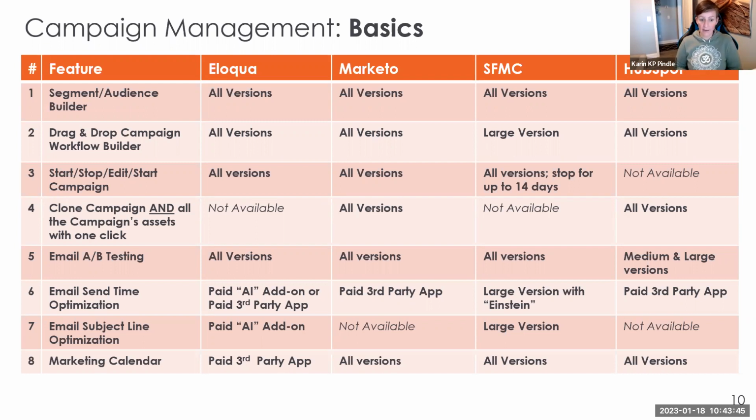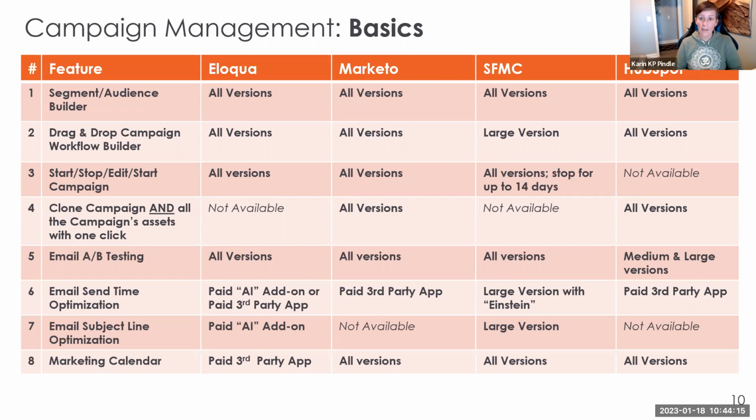Email subject line optimization, it's a variation of an AI tool also that allows for the platform to help you figure out the best subject line based on the history of your prior successful subject lines. So Eloqua has this with its paid AI add-on, and Marketo does not have this feature yet, neither does HubSpot. Salesforce Marketing Cloud, again, includes it with their large version, with their Einstein feature. I should say functionality because it has a couple different features in it.